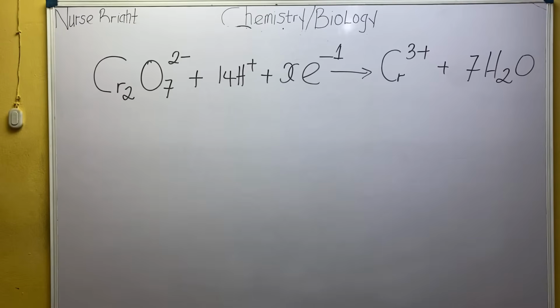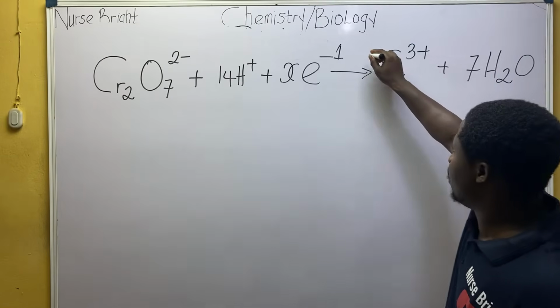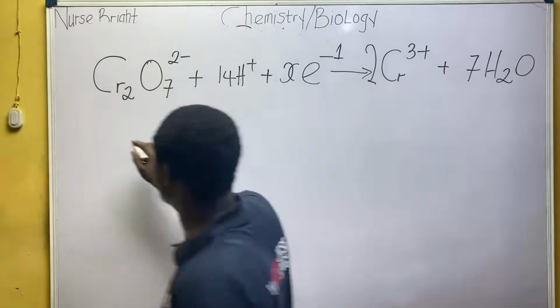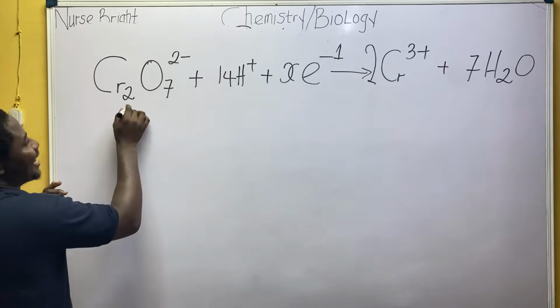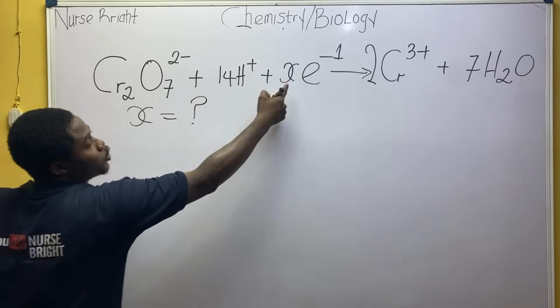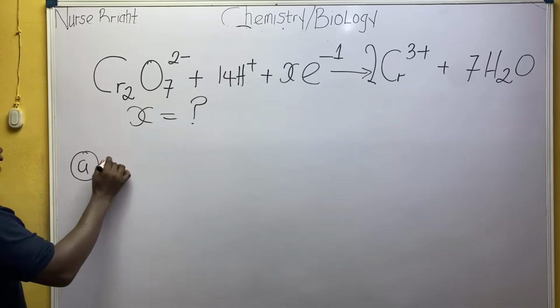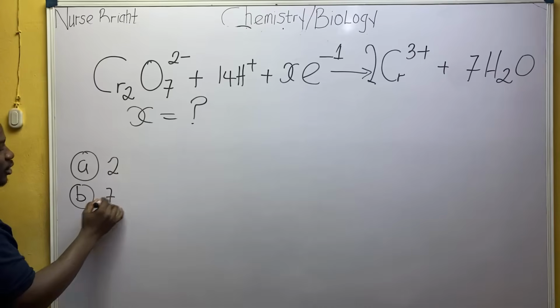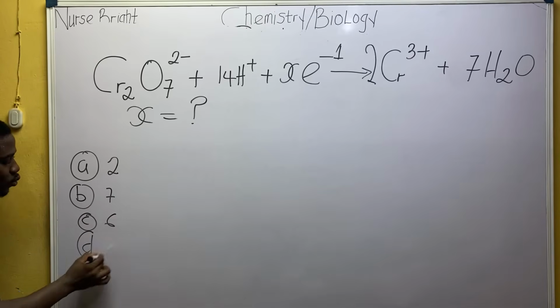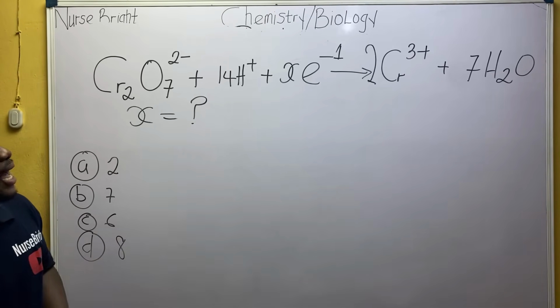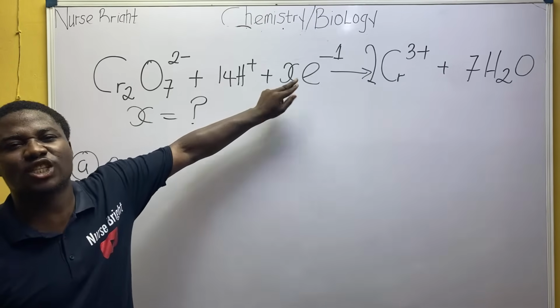I'll tell you the questions that usually come out on this aspect. Here is 2. They will not tell you the value; they will ask, what is X? Determine the value of X. Option A could be 2, option B could be 7, option C could be 6, option D could be 8. So let's work it out together and determine what X could be.